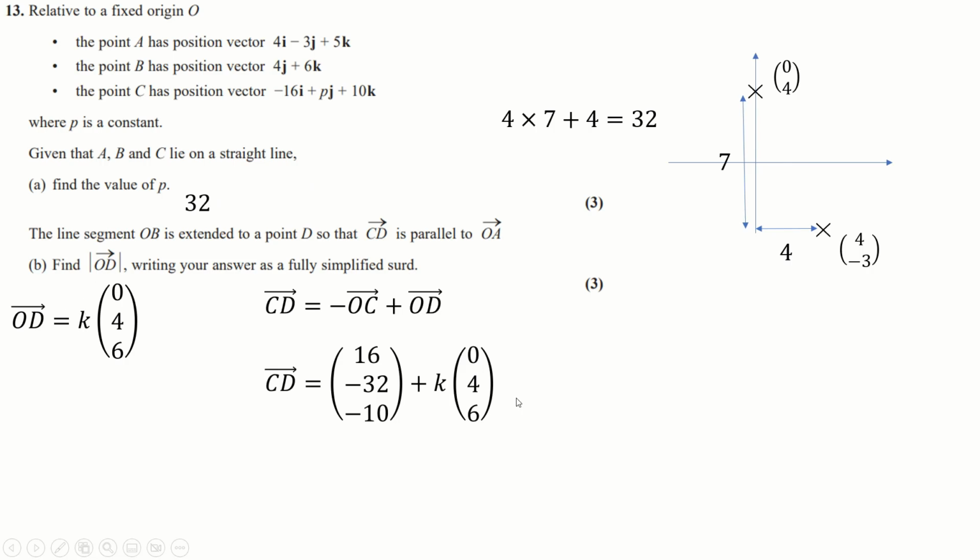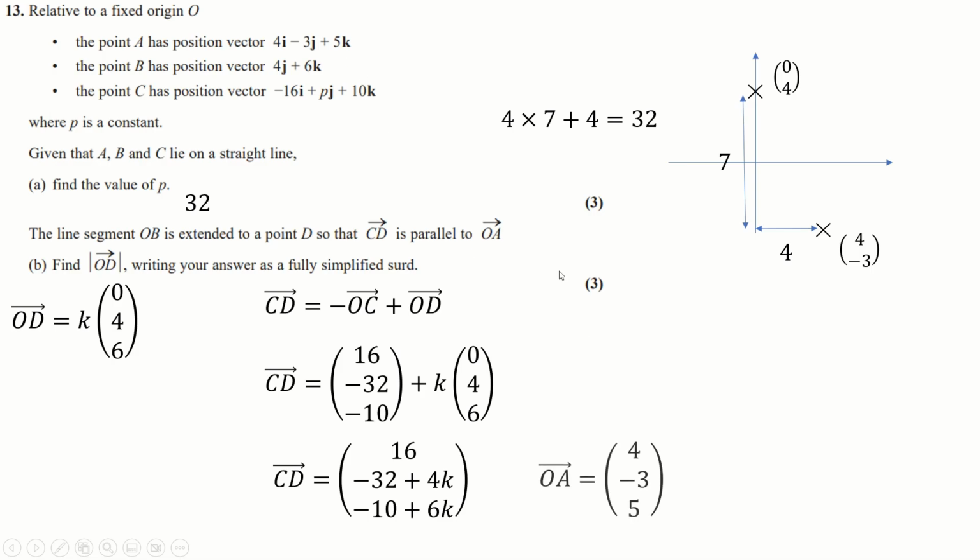So we'll add that in. We can put these together to make this. And now that's parallel to OA. OA is this. So if these things are parallel, that means you can multiply this by something to get to there. But I can see I must have to multiply it by 4. So therefore, minus 3 times 4 is that. And we can solve for k.